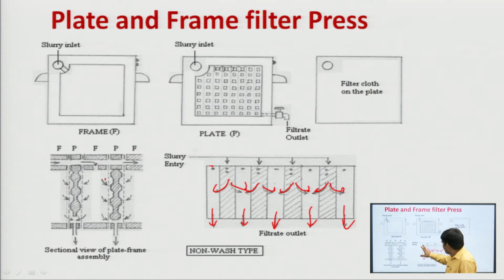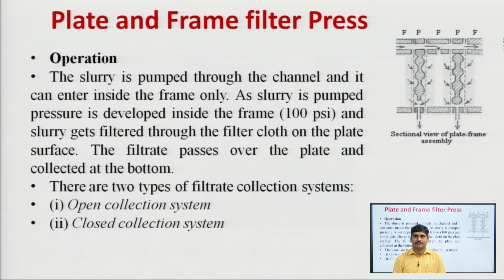You see there are buttons to identify the plate and frame, because both are square-shaped structures and look similar. So, there are buttons over the plate and frame to identify them. One button indicates a plate, two buttons indicate a frame. So, 1 2 1 2 1 2, like this is the arrangement of plate and frame. This is a typical example of a non-wash type plate and frame filter press.